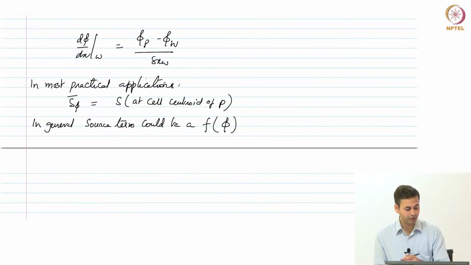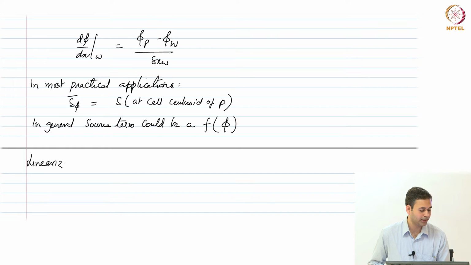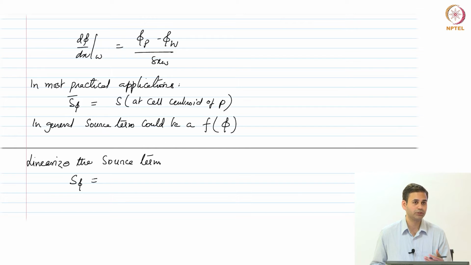Now, one assumption we make here is that we have to linearize the source term. Let's say I give you an expression for S phi as some nonlinear function f of phi, something like phi plus phi square plus phi cube, with some constants in the front. Now we cannot use this form directly in the discretized equations.